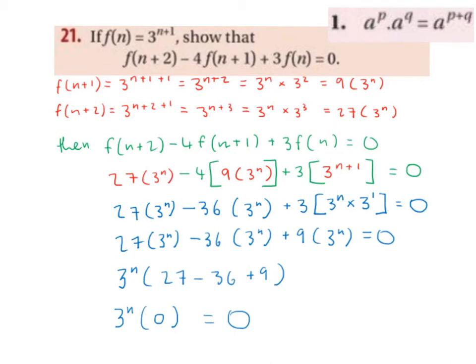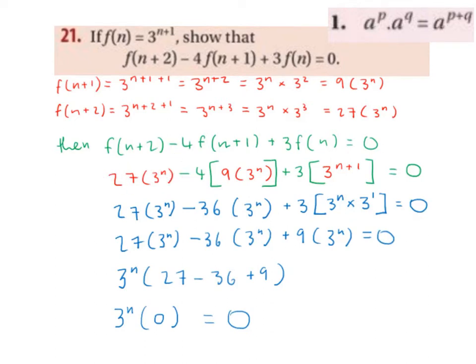And I know from my question that f of n is equal to 3 to the power of n plus 1. So where I see f of n, I'm going to swap that with 3 to the power of n plus 1. So f of n plus 2 became 27 times 3 to the power of n.